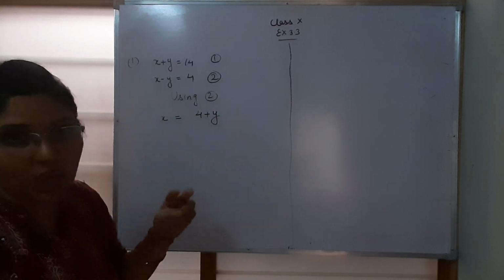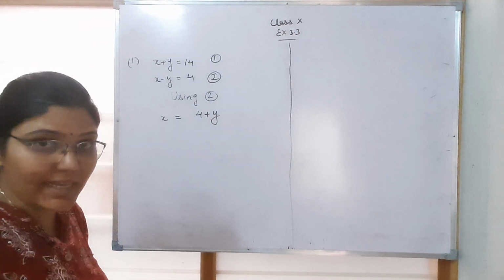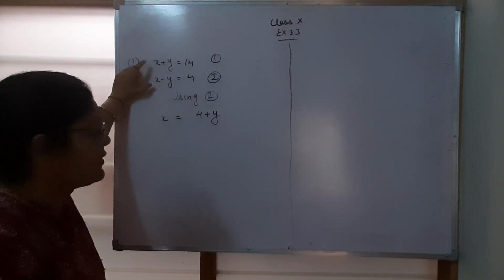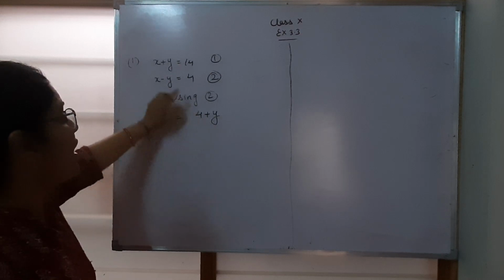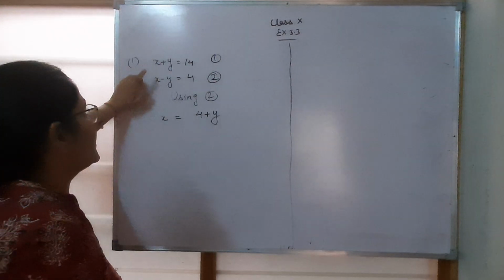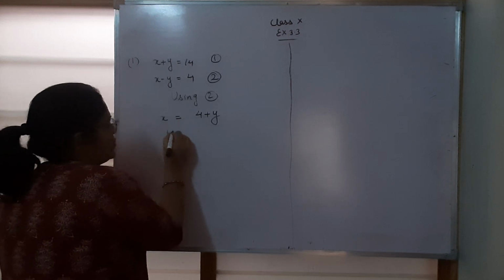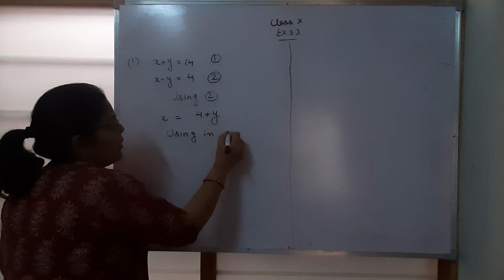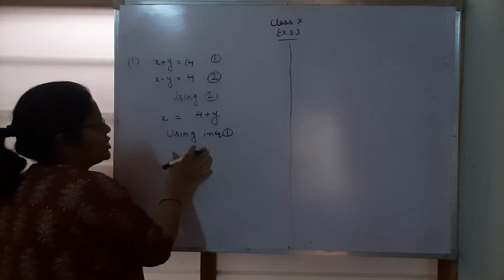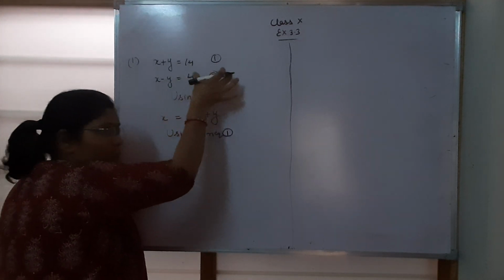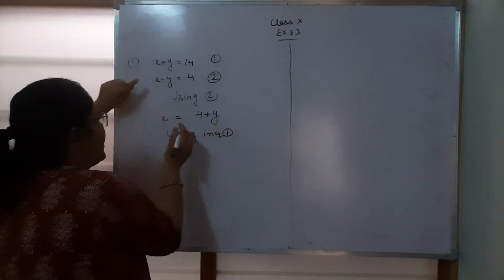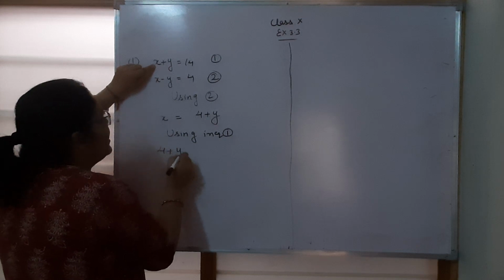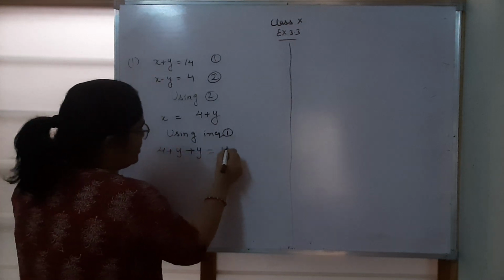अब I have used equation 2 to find out the value of x. Now I will be putting this value in equation 1. ये वाली जो वैल्यू है वो हम कहाँ पे पुट करेंगे? इक्वेशन 1 में. So how would we do that? Using x is equal to 4 plus y in equation 1. I have taken the value from equation 2 and I will be using it in equation 1. So just look here. x की जगह क्या पुट कर देंगे बच्चे? 4 plus y plus y equals 14.